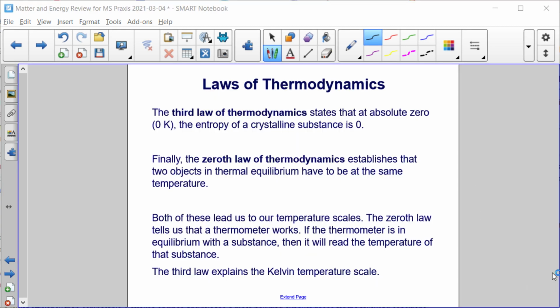The third law of thermodynamics states that at absolute 0 Kelvin, the entropy of a crystalline substance is 0. And finally, the 0th law of thermodynamics establishes that two objects in thermal equilibrium have to be at the same temperature. Both of these laws lead us to our temperature scales. The 0th law tells us that a thermometer works. If the thermometer is in equilibrium with a substance, then it will read the temperature of that substance. The third law explains the Kelvin temperature scale because it's built on the idea that at absolute 0, the entropy of a crystalline substance is 0.